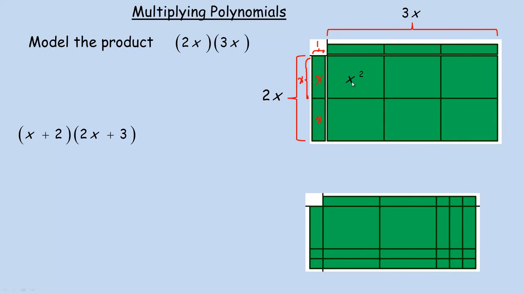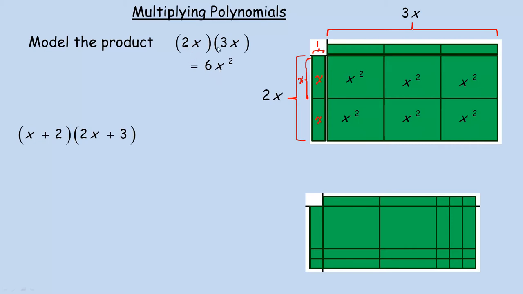X multiplied by x, 2 x's multiplied, is x squared. That's what the 2 means. It means 2 x's multiplied. So these are all x squareds. The area of this will be 6 of these x squared. So that's one way I can justify that 2x times 3x is 6x squared.